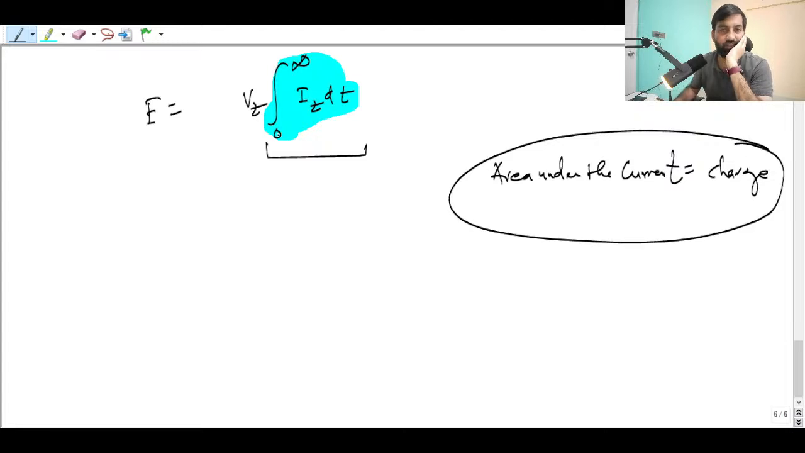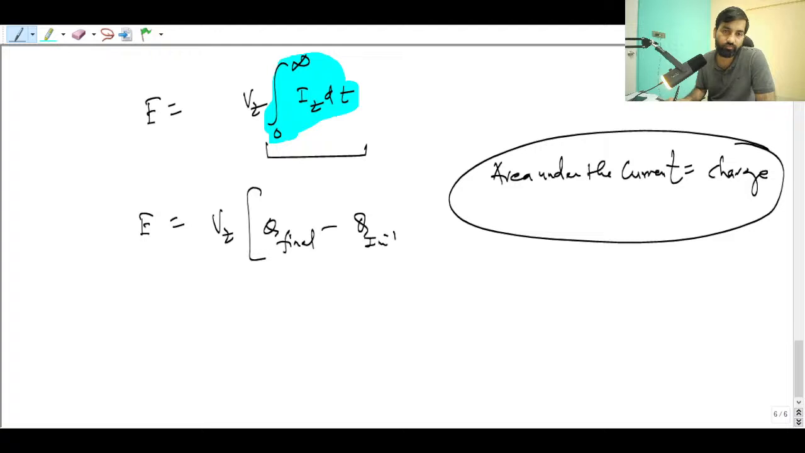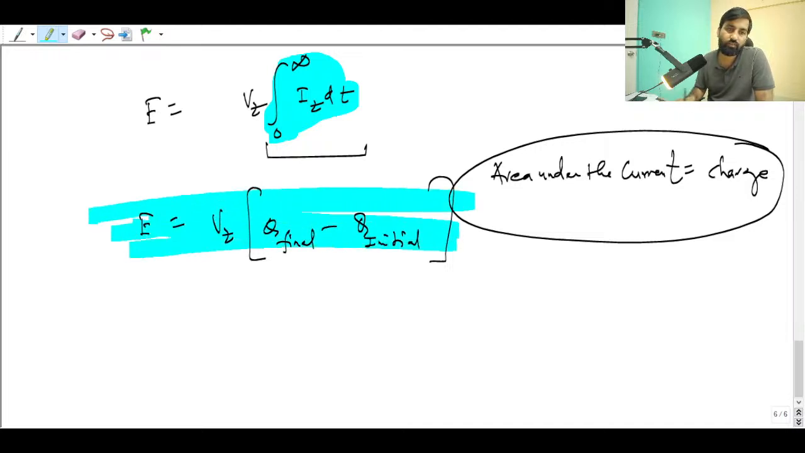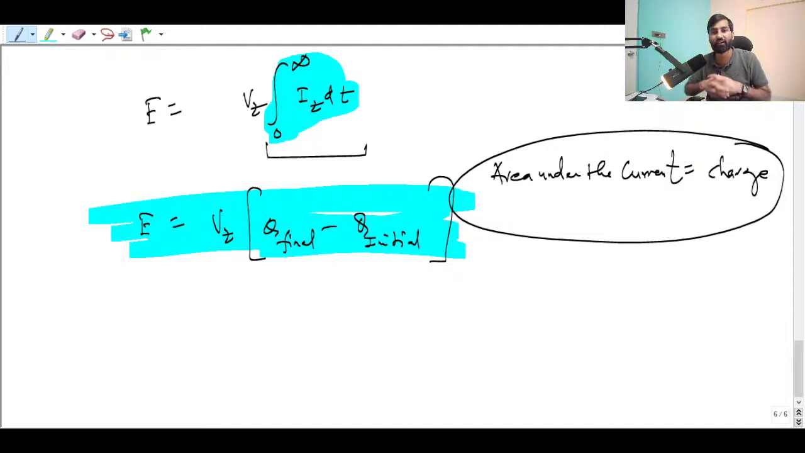But here we have to consider the initial charge and the final charge, and we have to subtract it. So the total energy dissipated in the Zener diode is going to be VZ times the final charge minus initial charge, Q final minus Q initial. This is the answer, where you don't have to compute any integration at all. In fact, you don't have to compute the time constant or anything.